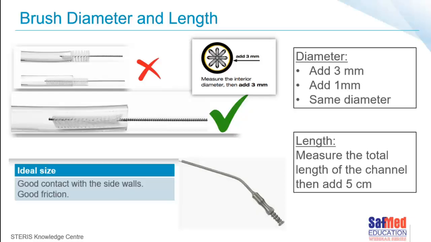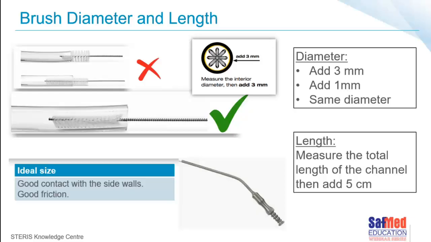Others talk about a 1 millimeter add-on. Some refer to using just the same size diameter. So I guess that's going to depend on the design of the brush and the stiffness of the bristles. So remember, whichever manufacturer you're getting from, you need to know what you're looking at. Do I add a few millimeters to the brush size so I get the right size brush for the job that I'm doing? How long does the brush need to be?